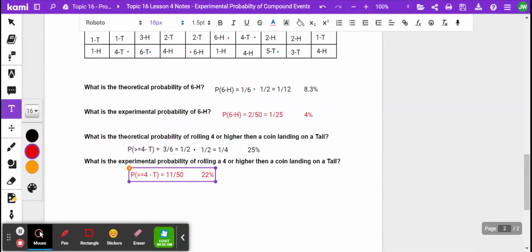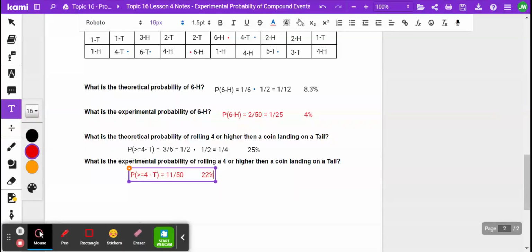Look at the answers for the first one. Our experiment got less than what was anticipated. It was supposed to be 8%, and we got 4%. And then with the greater than or equal to 4 and a tail, I got 25% theoretically, and I got 22% actual. So that was very close to the expected result. If we continued this process for another 50, our scores would probably get even closer. And if we did it 1,000 times, it should definitely be very close to the theoretical probability of both.